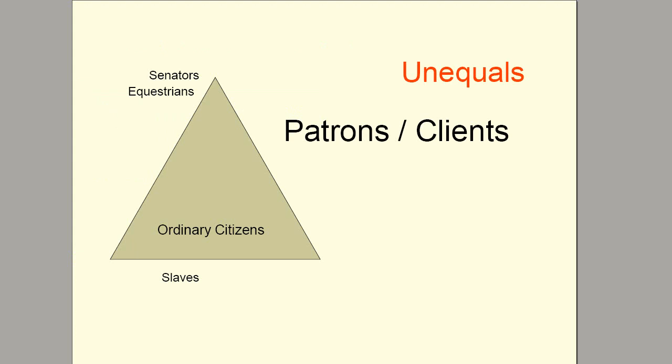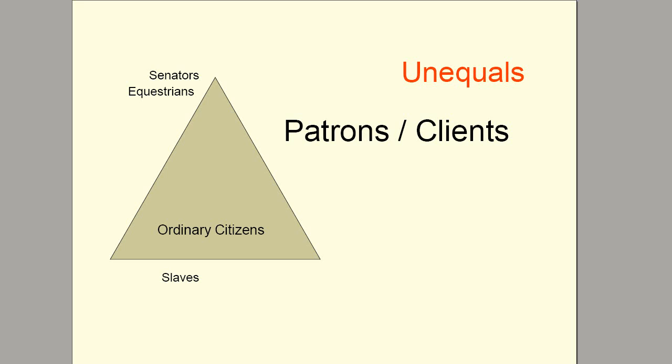So the Roman triangle, a social and economic triangle pretty much, has senators at the top, equestrians right below them, and then, of course, a large range of ordinary citizens, although more probably toward the bottom of this triangle than the triangle necessarily looks. And slaves we put down at the bottom and outside of our triangle. Okay. In the relationship of unequals, we have what we call the patron-client relationship.